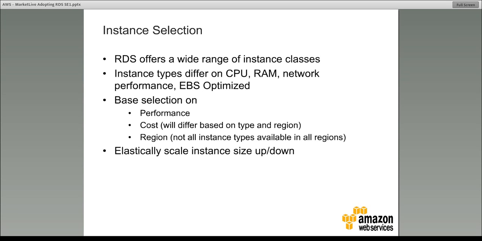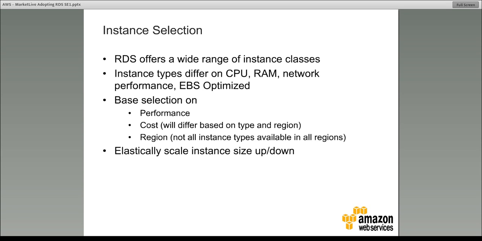So the next thing is, once I've validated that my application meets all the capabilities of the relational database service, I will then make some instance selection options. This essentially provides a wide range of instance classes for you to select from, and they differ based upon the compute, memory, and storage optimizations.